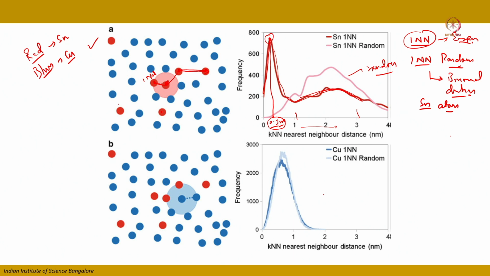And these distributions are compared with the random distribution, which is done by the binomial distribution function. It means that the atoms are randomly distributed in a solid solution.